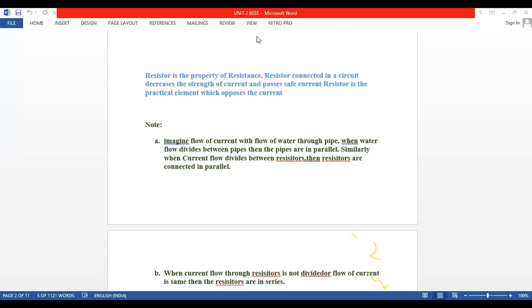Yes, those students, please, disturbance should not be created. Please cooperate. If disturbance is there, you mute. While asking the question, you unmute.